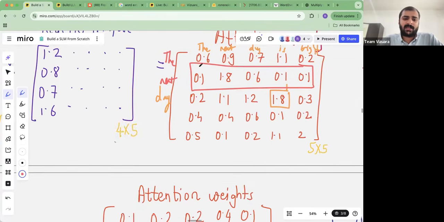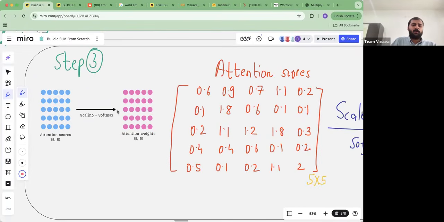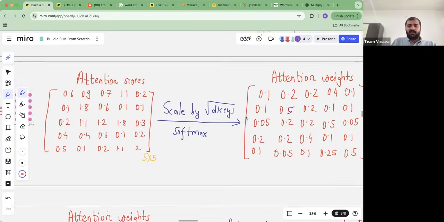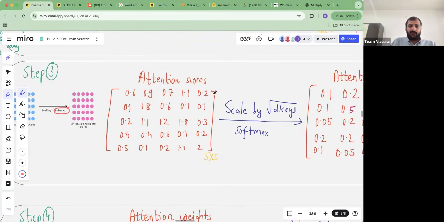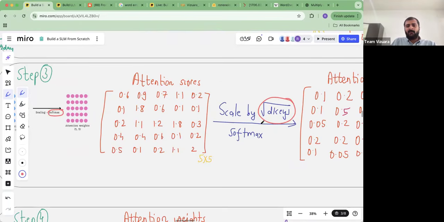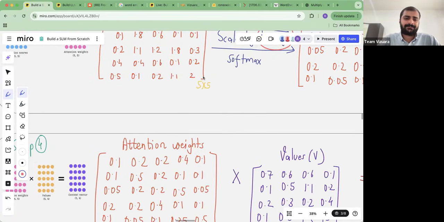So the next step which is done to these attention scores is that we apply softmax. Before applying softmax, the attention scores are first scaled with the square root of the keys dimension. And then we apply softmax. How many of you are aware of what softmax is, by the way?